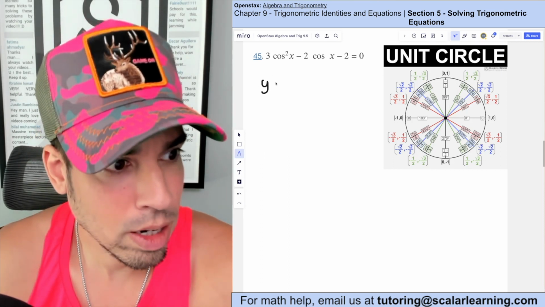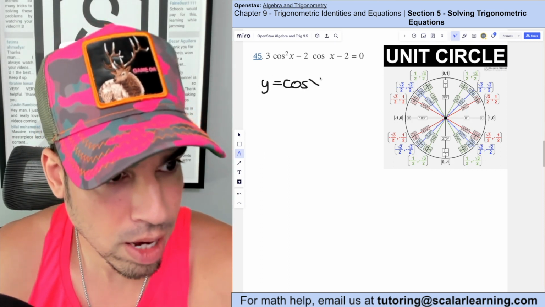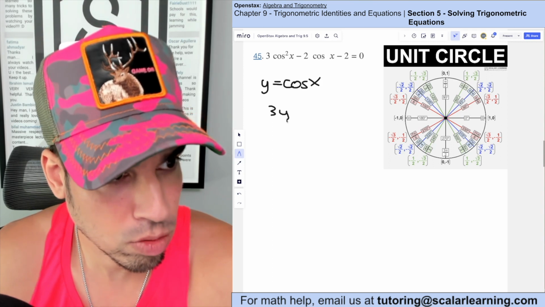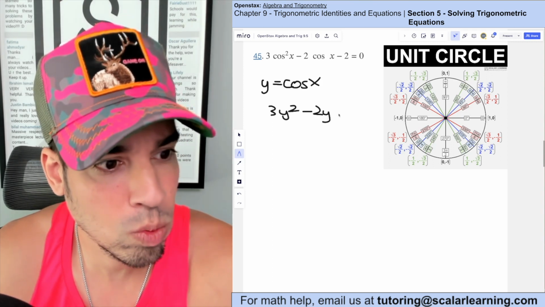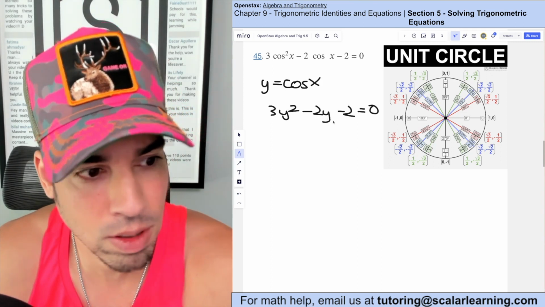For this one, I'm going to start with a little substitution. I'm going to say y equals cosine of x. Then I want to look at this as 3y squared minus 2y minus 2. And I want to see if this is even factorable.